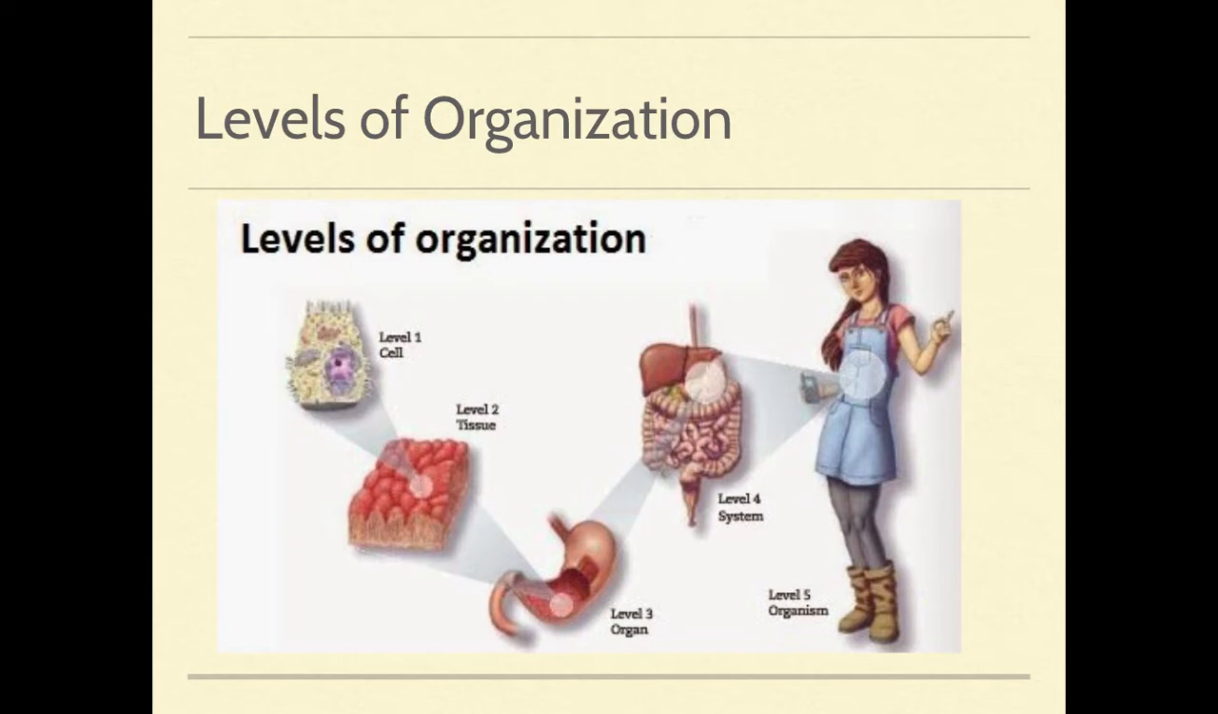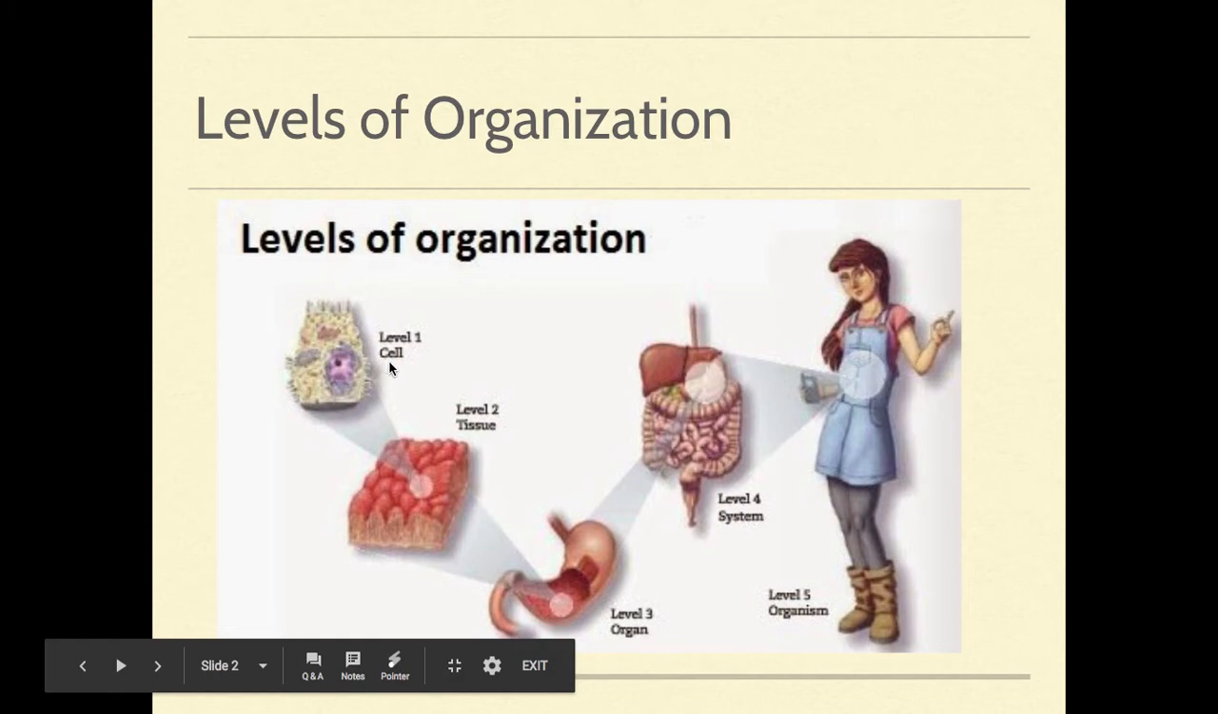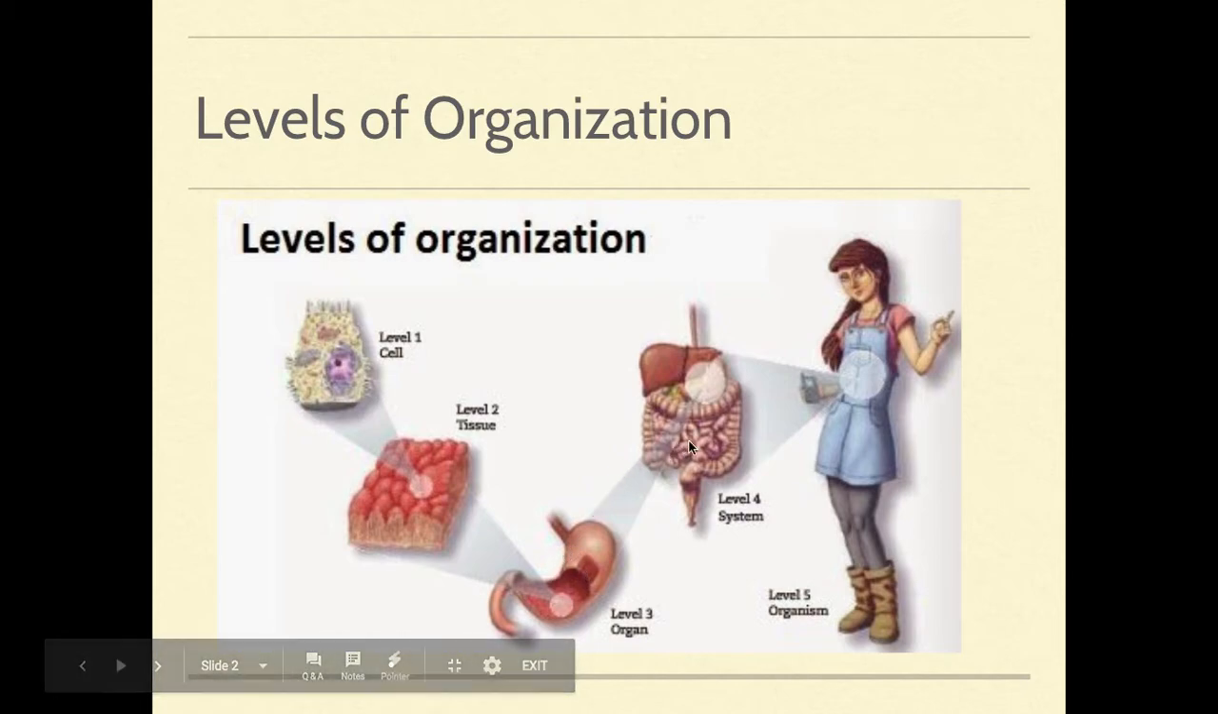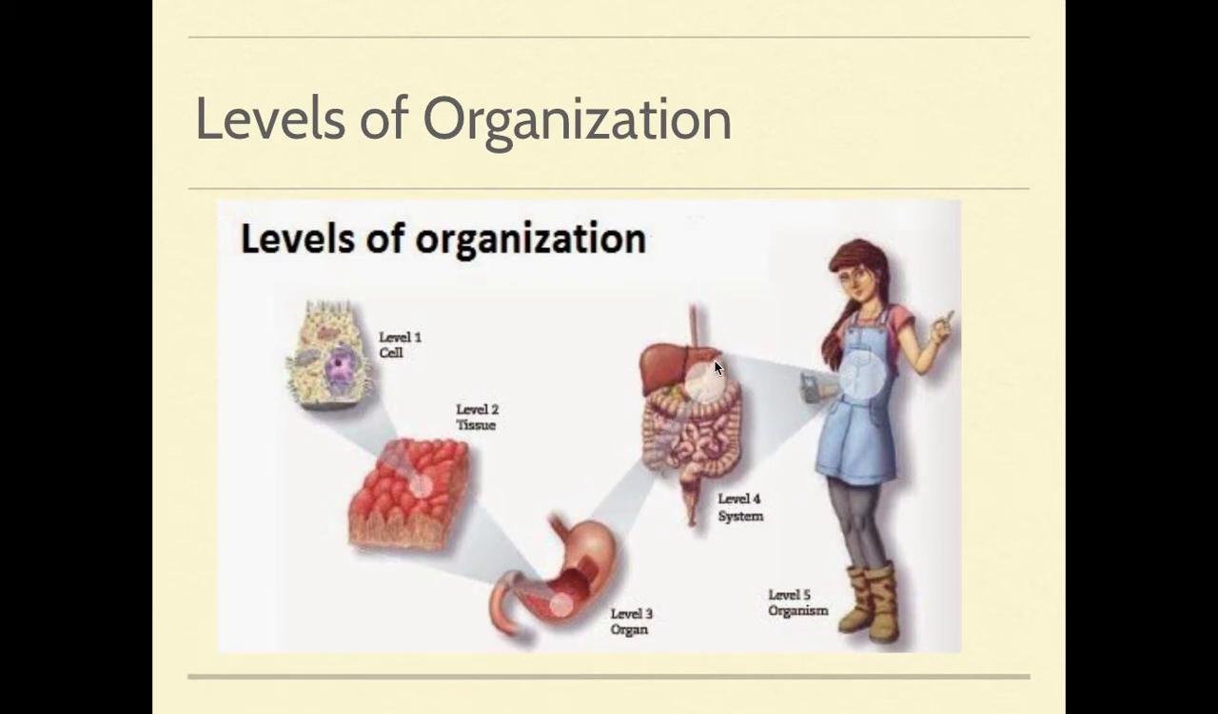Levels of organization. You do need to have this memorized. Level 1, the cell: all living things have one or more cells. The simplest living things may only be made of one cell, but it's a cell nonetheless. If you're a multicellular organism, a bunch of cells that have the same job make up tissue, and tissues make up organs, make up organ systems, and many organ systems working together make up a single organism.